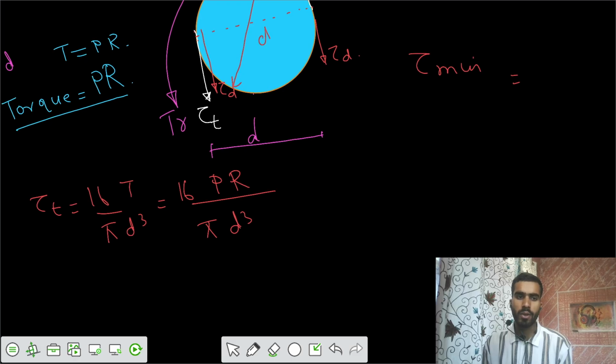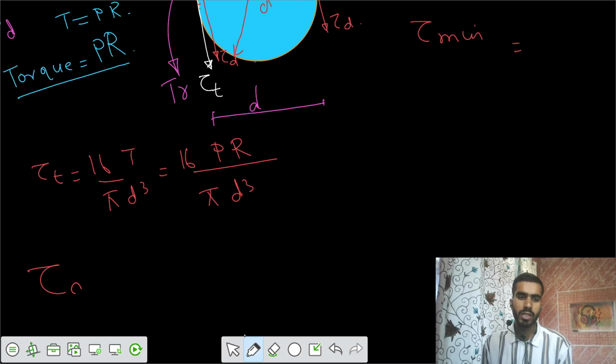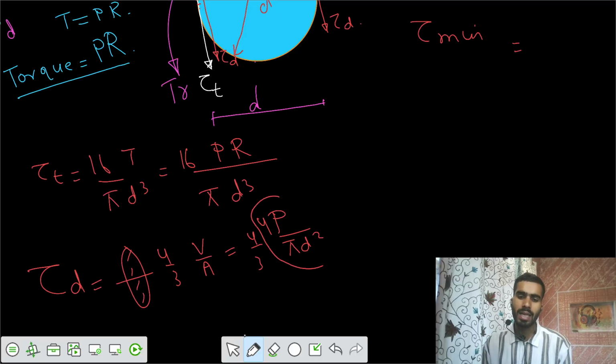16PR by pi d cube. And what value of direct shear stress can we have? Do you know what value of shear stress we have for the circular section? The maximum value we can have is at the neutral axis, that is 4 by 3 P by area. What's the value of shear force? That's P divided by pi d square by 4. Then we say that since the 4 by 3 factor is negligible, we can ignore that part. Then we write that tau d equals 4P by pi d square.